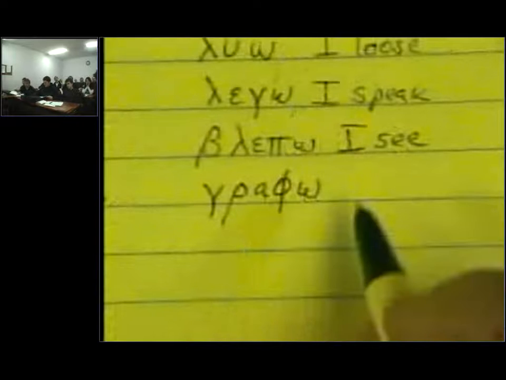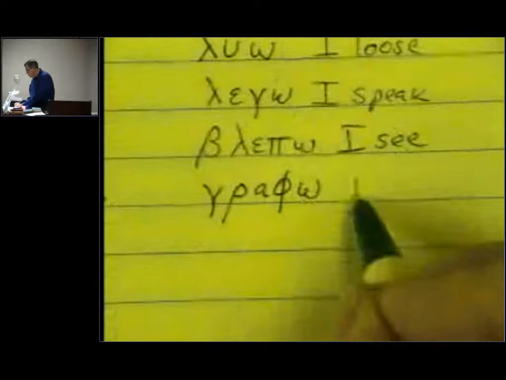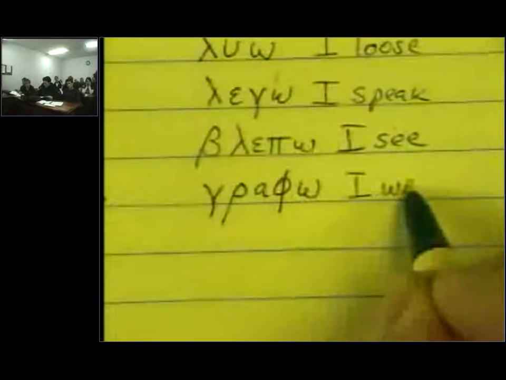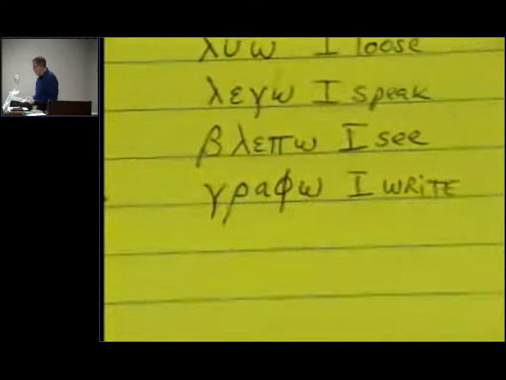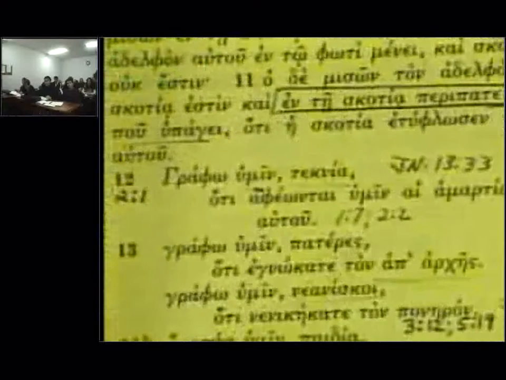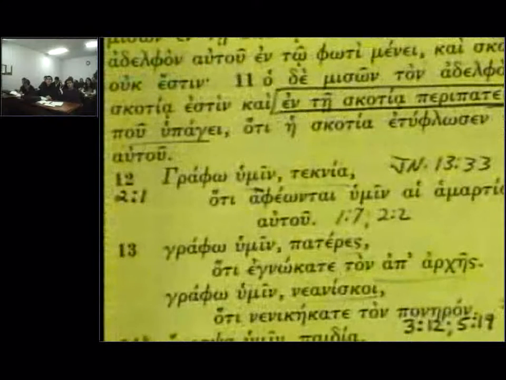Graphō. Graphō means I write. И grapho значит я пишу. If we look in 1 John chapter 2, когда мы посмотрим на первое послание Иоанна, вторую главу.